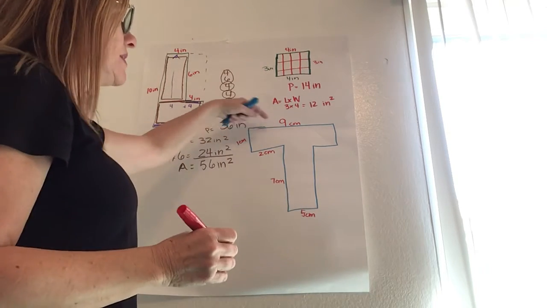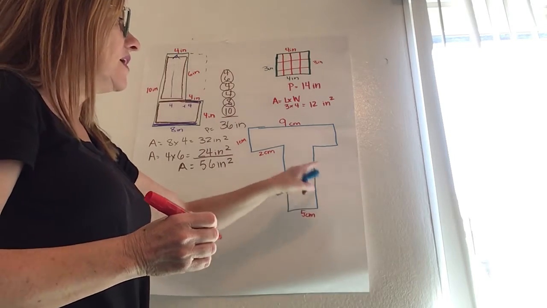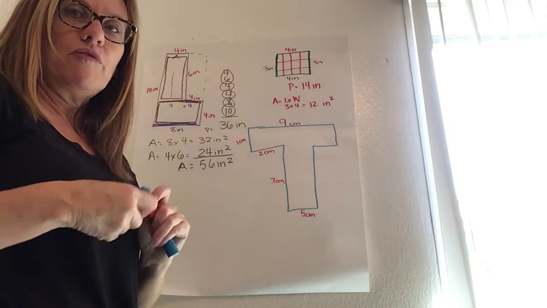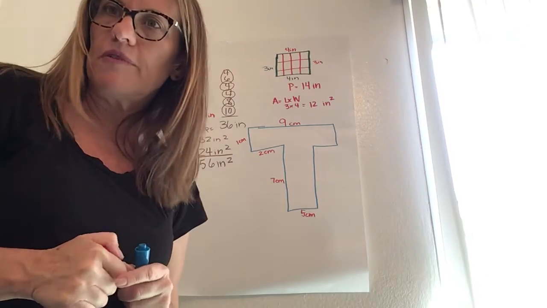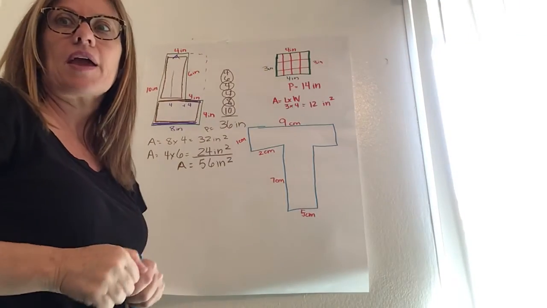Okay, so I have 9 centimeters here, 1 centimeter, 2 centimeters, 7 centimeters, 5, so I'm missing some, okay, so before I go to fill them in, I want you to kind of stop the video and see if you can figure out what your sides are, okay?